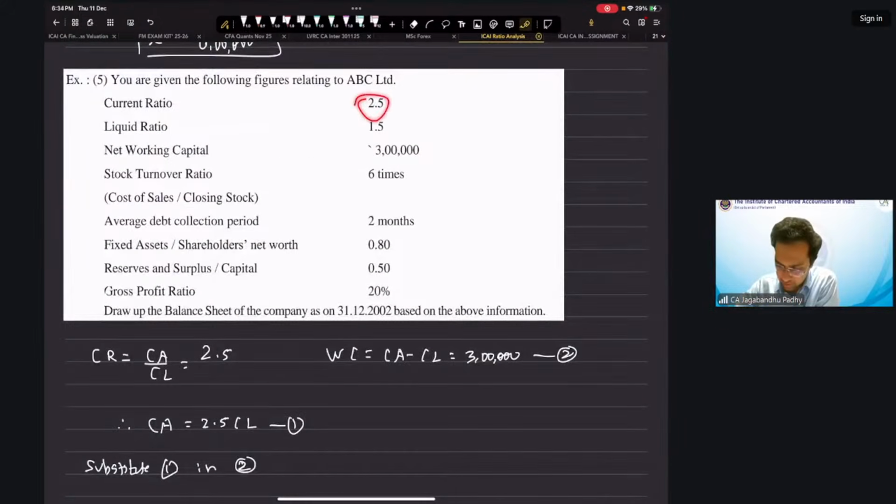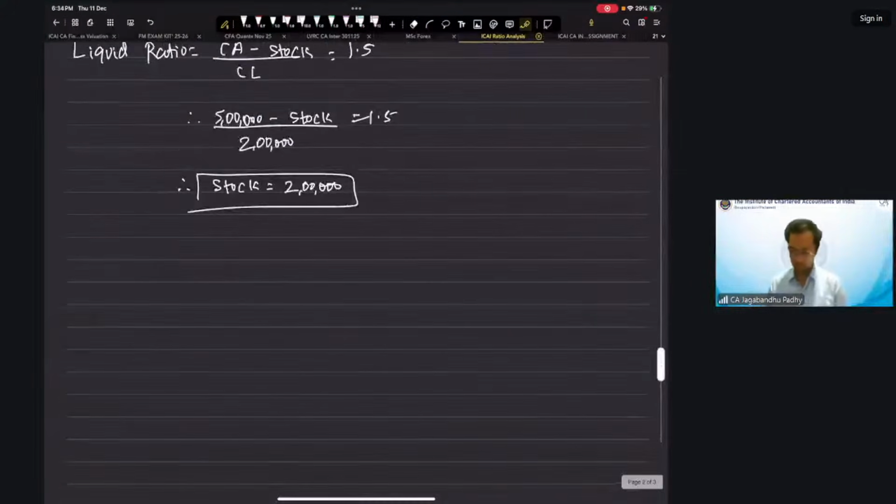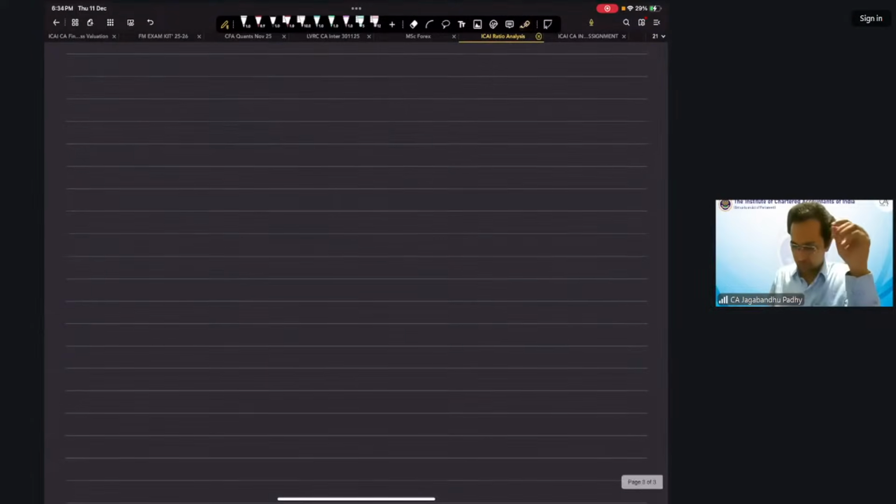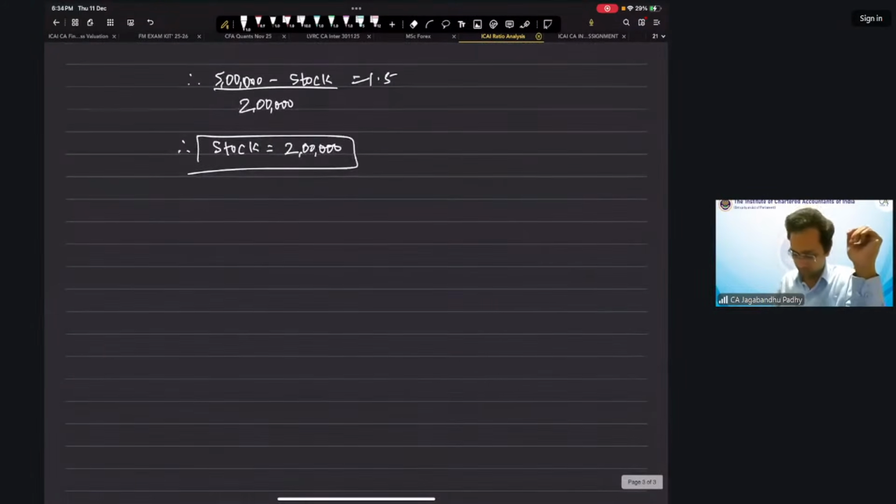Okay, so we have current ratio 2.5. This is done. Net working capital is done. Now let us go for using the stock turnover. Stock turnover is clearly specified: it is cost of sales upon closing stock. So we can get the cost of sales from that.